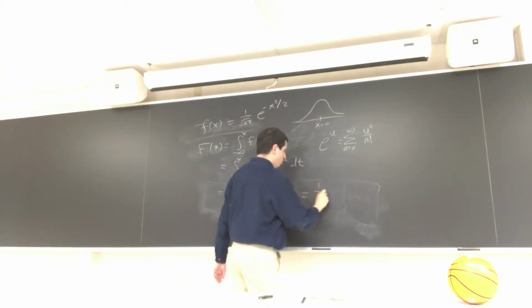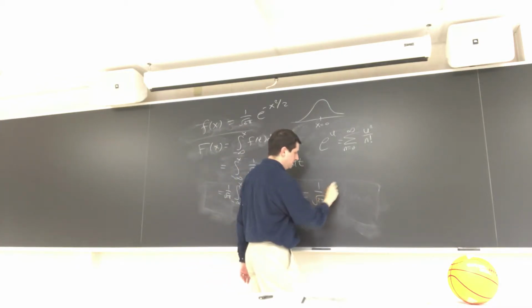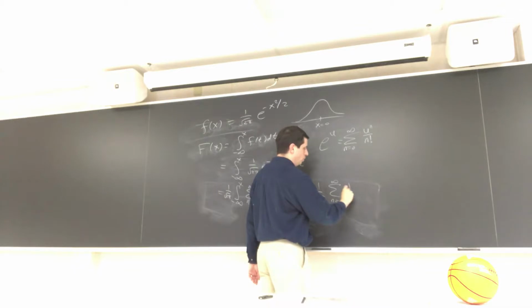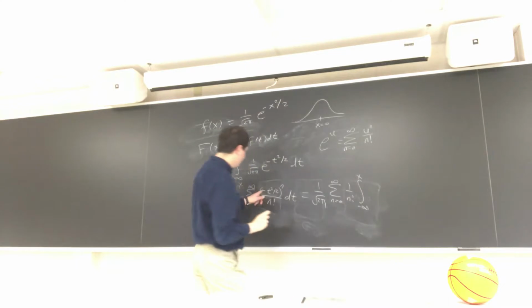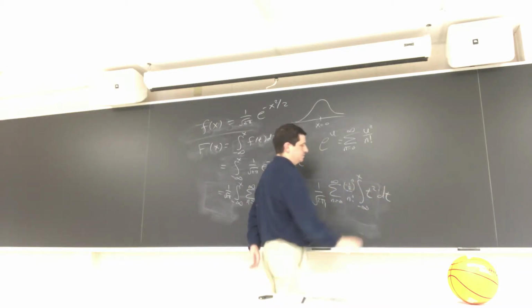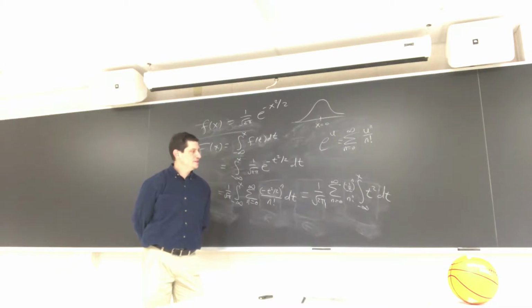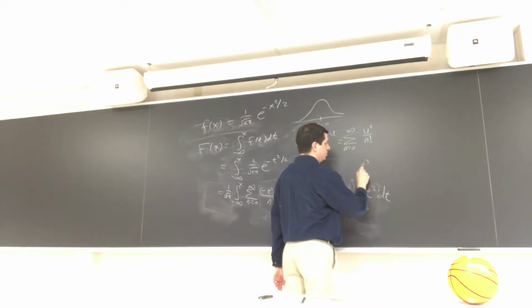And when you do this, you get 1 over square root of 2 pi. Now we have the sum outside. Sum n goes from 0 to infinity, 1 over n factorial, integrate from negative infinity to x. And actually, I can pull out the negative 1/2 to the n. So negative 1/2 to the n. I'll have t squared dt. And what do I get when I integrate t squared dt from negative infinity to x? Yes? t cubed over 3. So this part is t cubed over 3 at negative infinity and x.